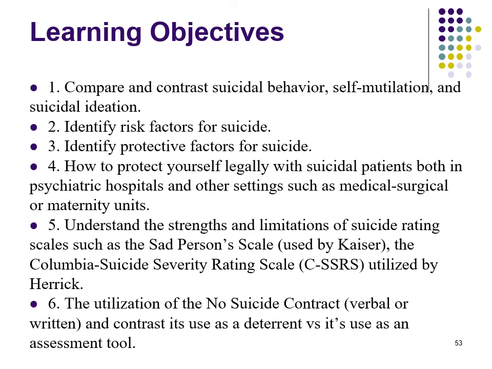So number 6, the no suicide contract sometimes can be written, but usually it's just verbal. And remember, it's only useful as a deterrent if the person has a connection with you. It's useful as an assessment tool because if they say they can't contract for no suicide, definitely you need to take action and put them on a higher level of observation.